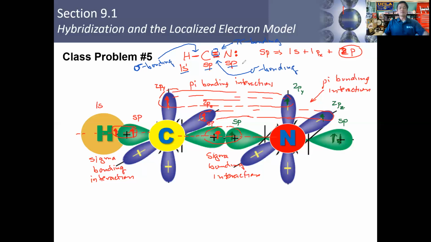And then make sure you recognize that this will be an sp-sp overlap. This is going to be a p orbital overlap. This will be a p orbital overlap. This is going to be an sp with an s orbital overlap, and the last sp hybrid orbital for nitrogen is going to be occupied by these electrons here. Okay, that's what you have to be able to do for the purposes of the AP exam and for our class as well. That's the level of detail that you have to feel comfortable doing.